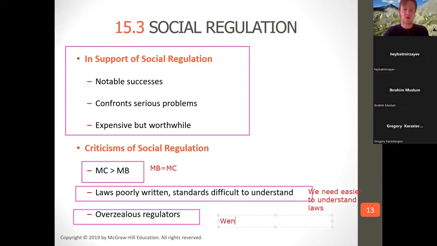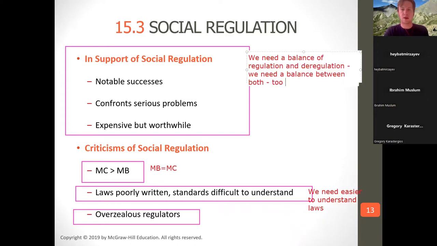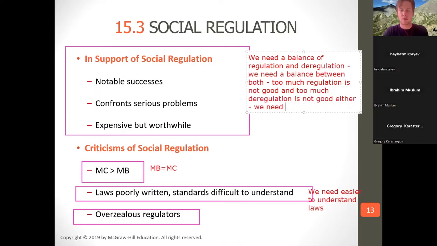And we need a balance of regulation and deregulation. So we need a balance between both. Too much regulation is not good, and too much deregulation is not good either. We need to be in the middle. So that's very important here.